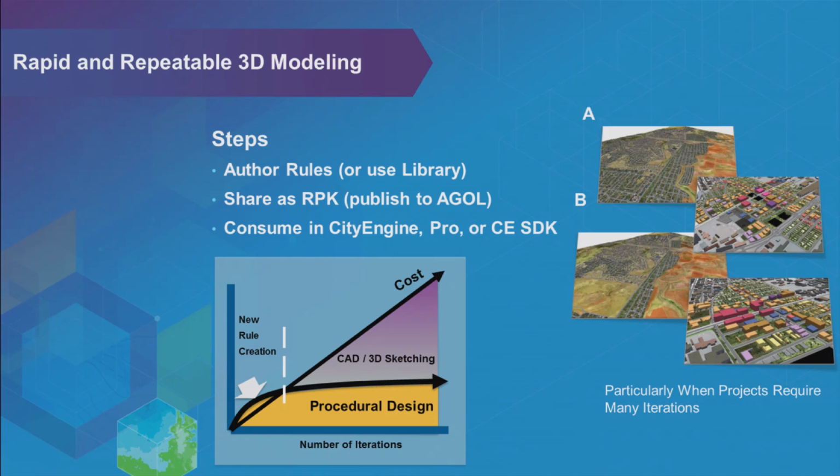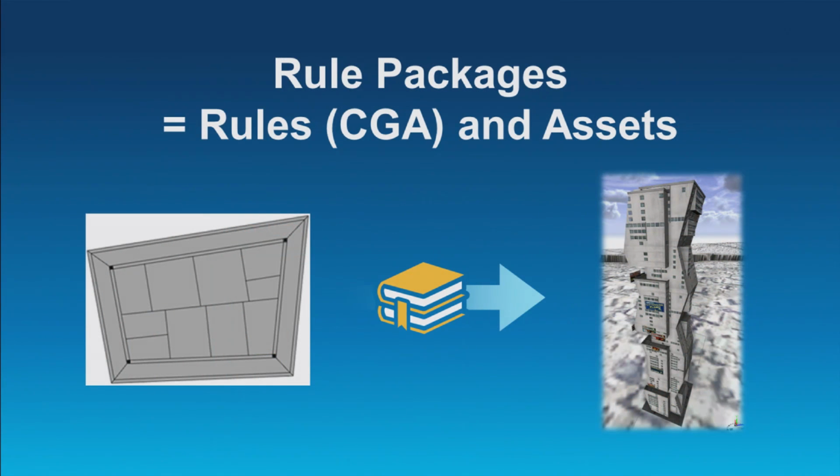And where we're seeing a lot of traction with this is in small landscape architecture firms who are capturing the styles of buildings they typically do in a rule set, and then using that to pull the really heavy 3D modeling time out of their workflow, and they can do more iterations faster for their customers and create data much more quickly. So what is a rule package?